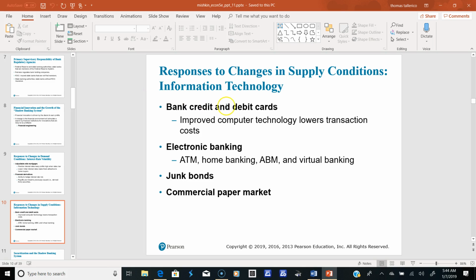Over the last 50 or 60 years, credit cards and debit cards became big, and electronic banking. Obviously, we all do that now. Commercial paper is when one company loans to another company, an overnight or short-term loan. And junk bonds are what I may have referred to already: very close to credit default. Many companies are in dire straits, and they'll issue high coupon rate bonds, called junk bonds.